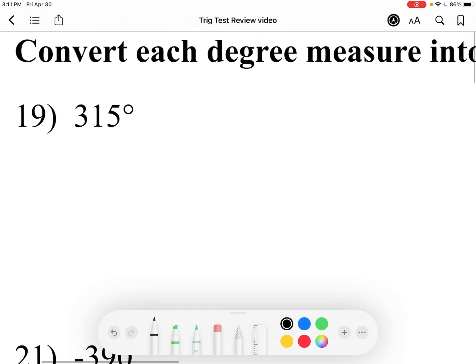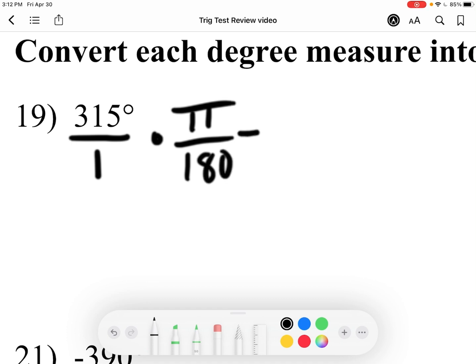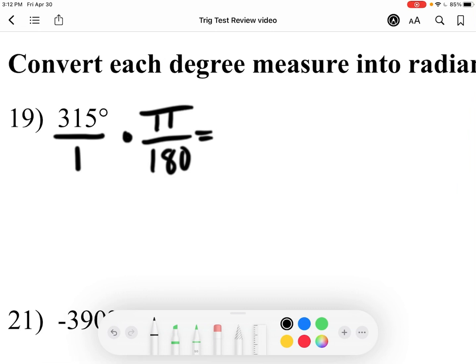So for number 19, you first turn your degrees into a fraction by just putting 1 underneath. 315 divided by 1 is still 315, except it's in fraction form. We multiply it by pi over 180. When you're multiplying fractions, you multiply the numerator times the numerator and the denominator times the denominator. So 315 times pi is 315 pi, and 1 times 180 is just 180, right?